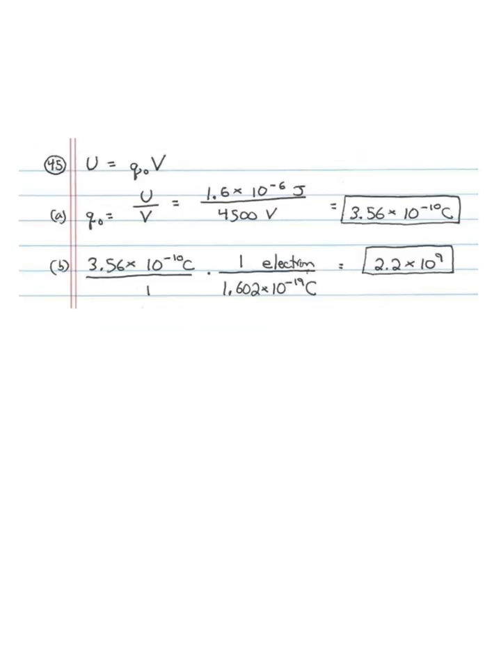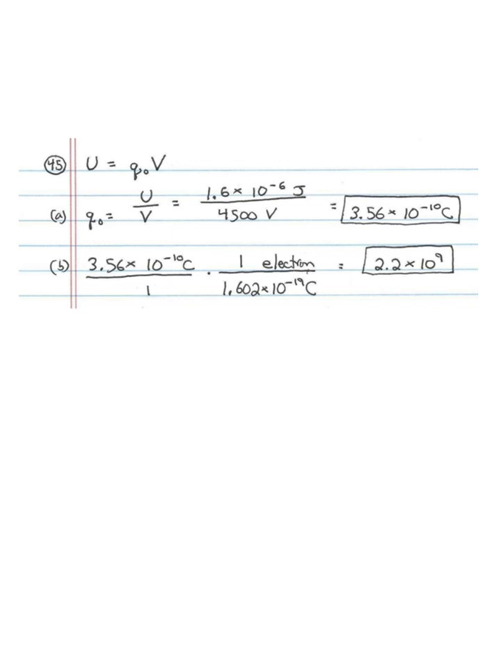Number 45. After walking across a dry carpet, there's a potential difference of 4,500 volts between your hand and the doorknob. You reach toward the knob, a spark jumps, releasing energy of 1.6 microjoules. How much charge was transferred? Assuming all the charges were electrons, how many were there?